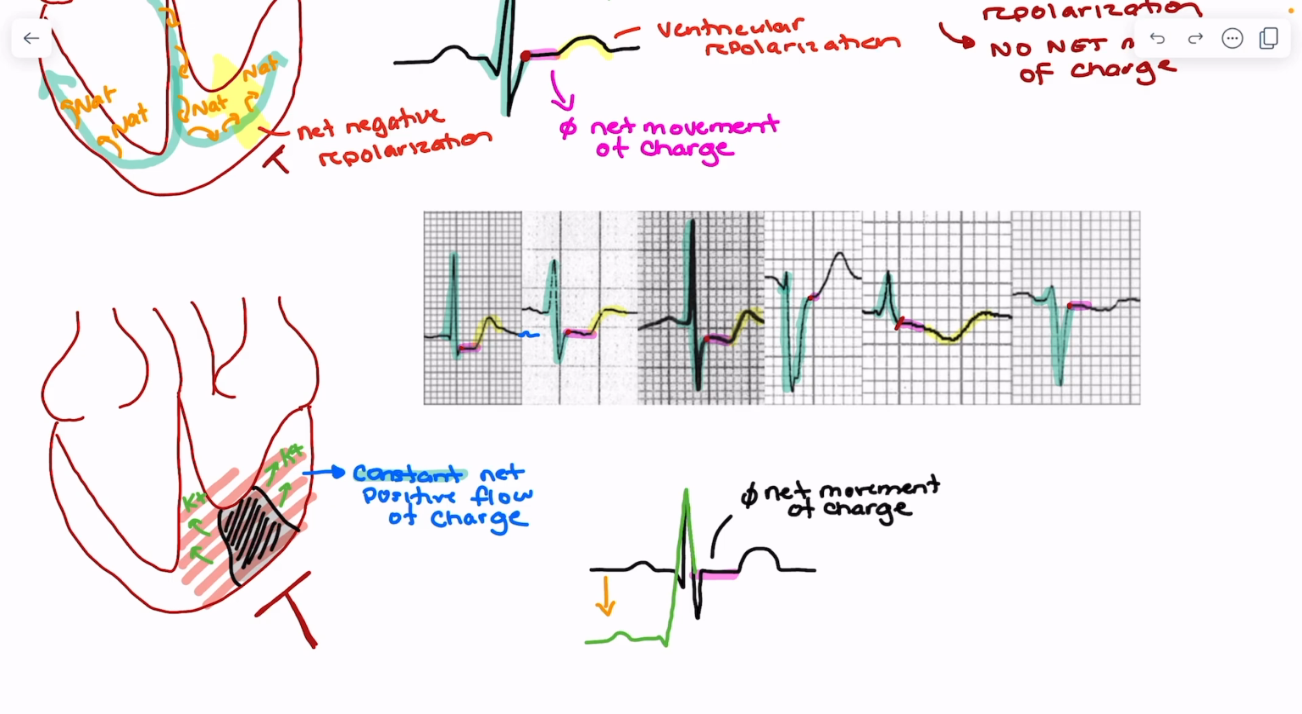Following this, we will have ventricular repolarization, which will lead to our T wave. And the T wave in ischemia can appear a number of different ways. I have a video on T wave changes in ischemia that you can watch, and I'll link here.